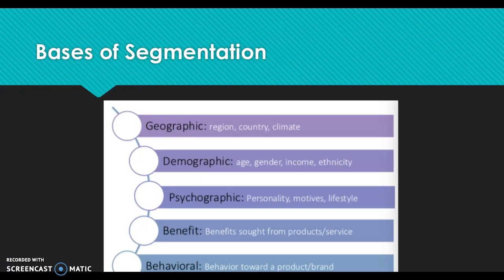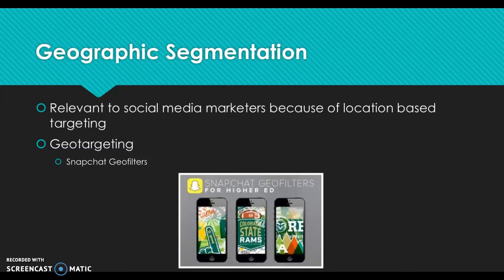So geographic is based on region or country. Demographic can be based on age and gender. Psychographic can be based on personality and lifestyle. Benefit is more about what you are getting out of the products and service, what you are looking for with that. And behavioral is your behavior towards a product or brand.